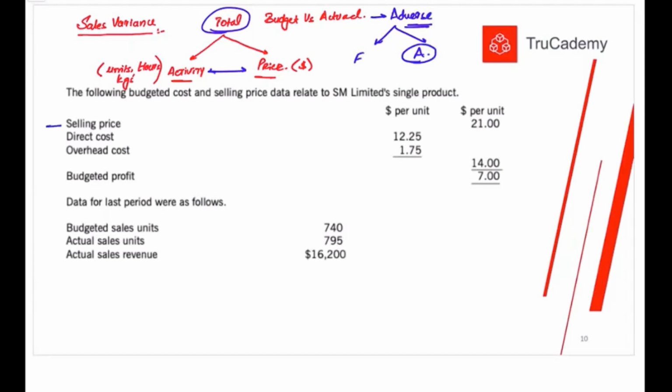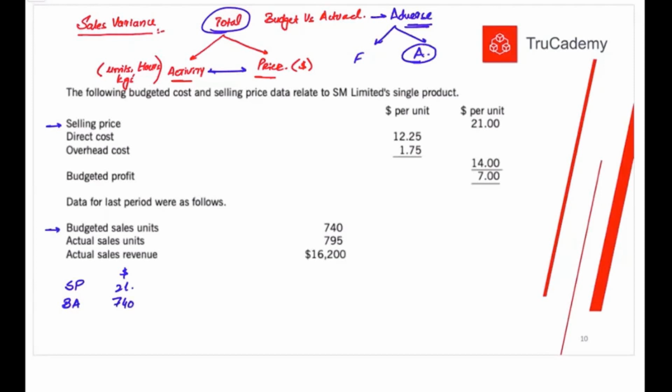Okay, now let's extract the data from this question. First thing is the budgeted information, the selling price. The selling price is $21. This is the budgeted price or standard selling price. Then further information that is relevant to us to calculate the sales variance, budgeted sales units. This is the budgeted activity of 740 units.